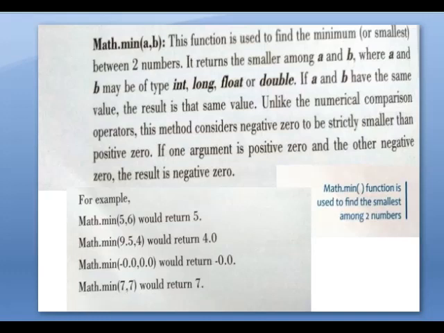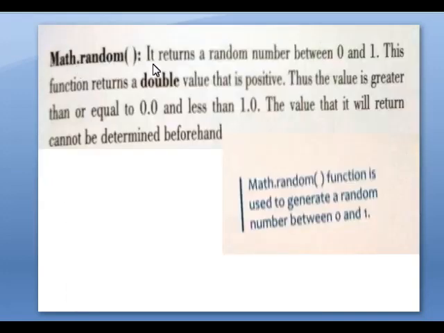The next function is Math.random. The Math.random function is used to generate a random number between 0 and 1. It returns a double value that is positive. So it will return a positive value between 0 and 1, any decimal value. Thus the value is greater than or equal to 0.0 and less than 1.0. The value that it will return cannot be determined beforehand.